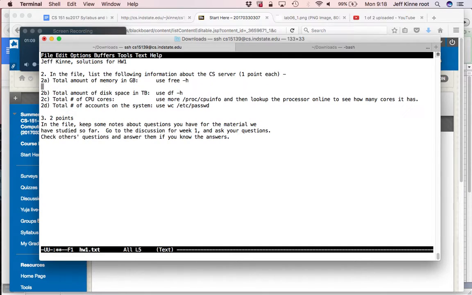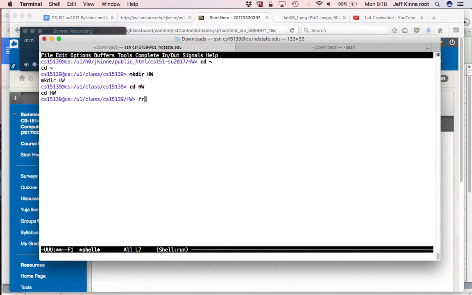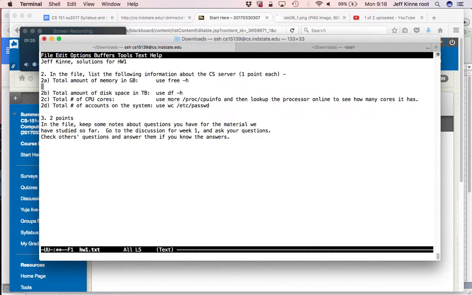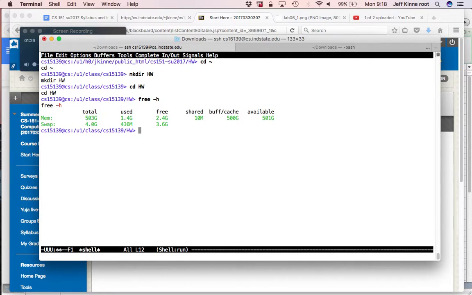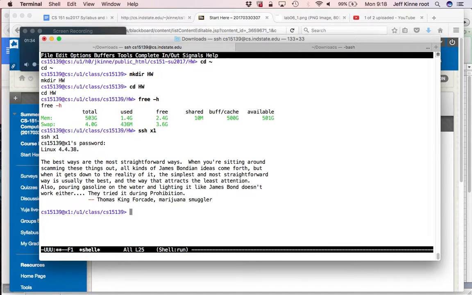So total amount of memory, free -h is human readable. The total memory available is, so I'm looking for this line here, memory is 503 gigabytes. If you said 500 gigabytes, I counted it. Okay, so this system that I'm logged into has 503. If I logged into, for example, X1, you would get a different answer. So if you're in the X1 computer in the Unix lab, that has 15 gigabytes.